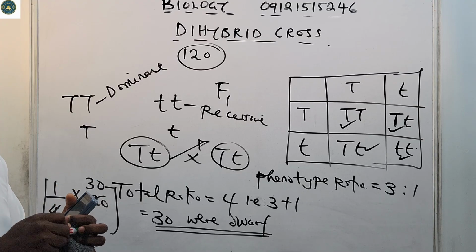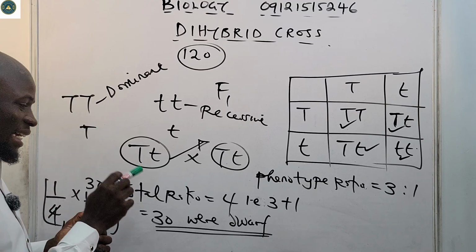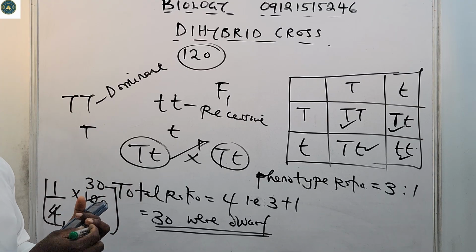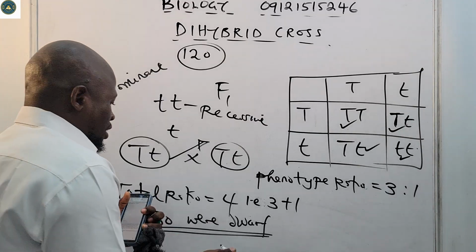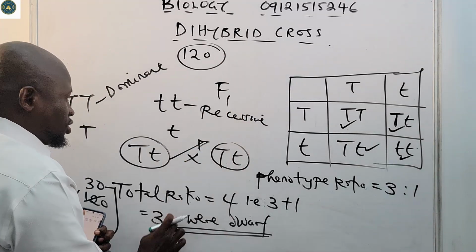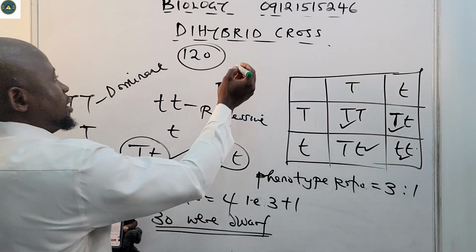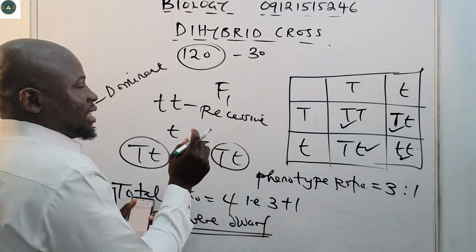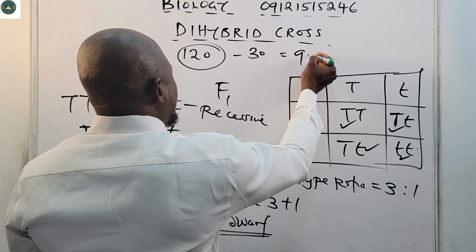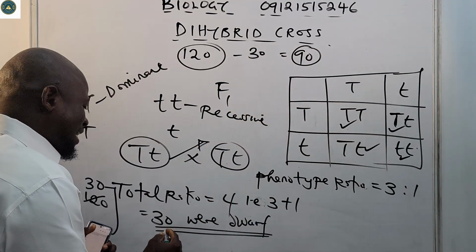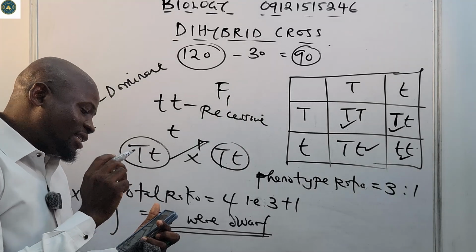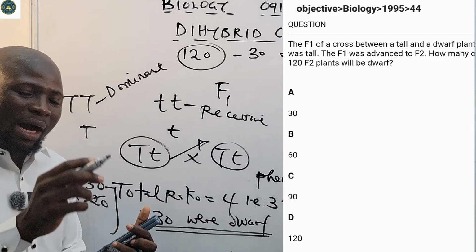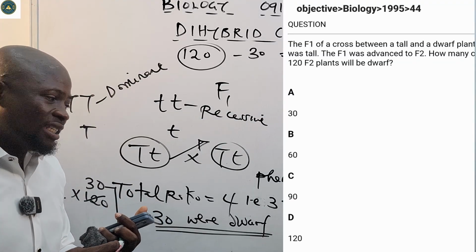Among the 120 F2 plants, 30 were dwarf. How many were tall now? Obviously, if you want to know the ones that were tall, just simply subtract 30 from 120. If you subtract 30 from 120, you are going to have 90. That means our answer here is 30, because they were only asking us how many plants were or will be dwarf. That's the question they asked us.